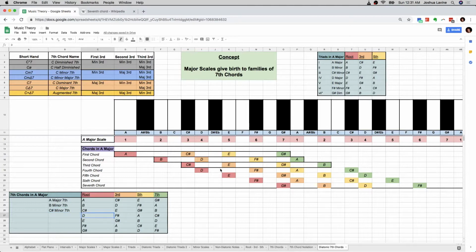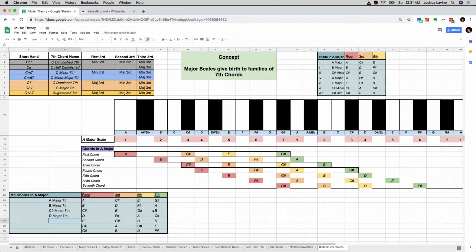Now let's go to D. Our fourth chord, we know that this D, F sharp, A, that's a D major triad. So D major triad plus whatever this interval is going to give us our next seventh chord. From A to C sharp, 1, 2, 3, 4, that's a major third. So I've got major triad plus major third. That gives me a major seventh. And so we have D major seventh.